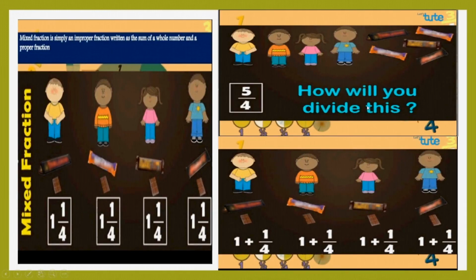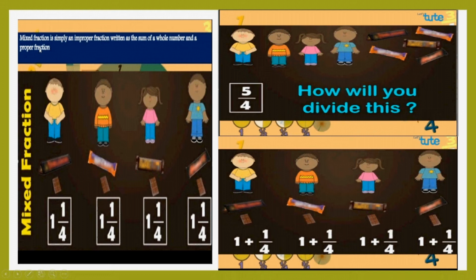How will you divide this? Here we have 4 children and 5 chocolates. 5 chocolates for 4 children. So first we will give one full chocolate to each child, and the leftover chocolate we will break into 4 pieces and give 1/4 to each of the children.